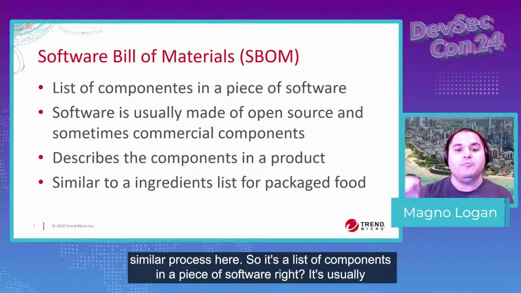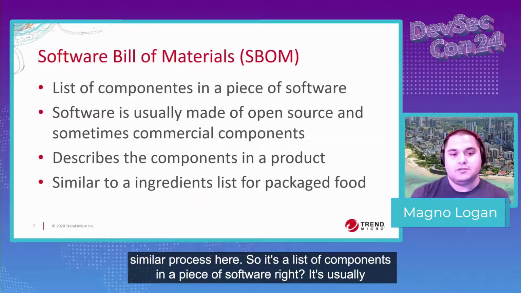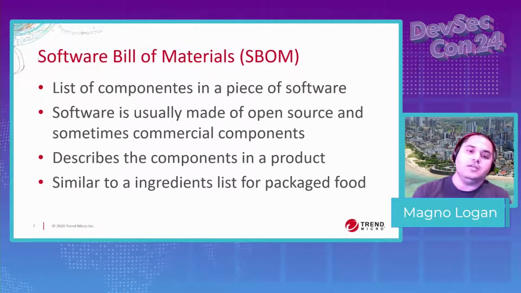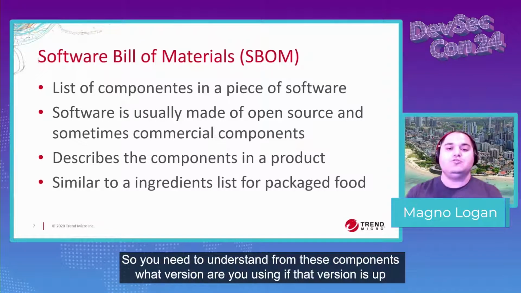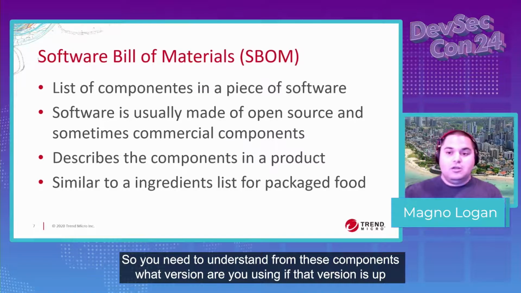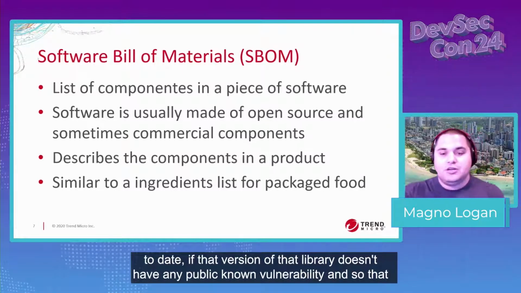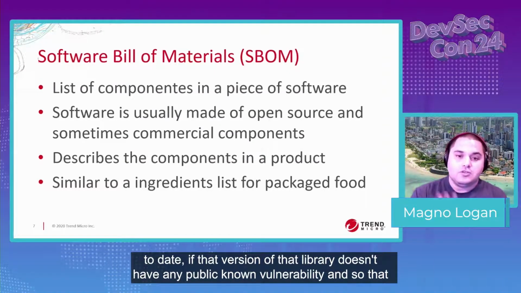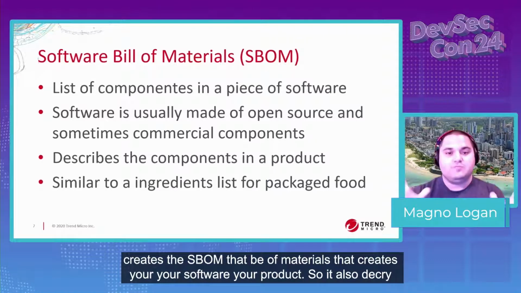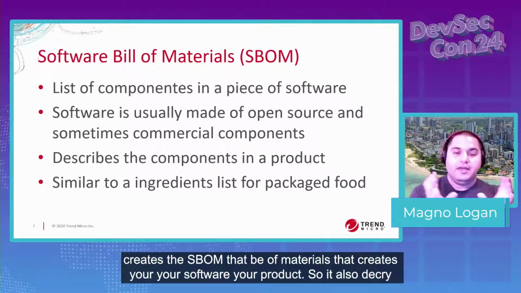So it's a list of components in a piece of software. Software is usually made out of open source and sometimes commercial components. So you need to understand, from these components, what version you are using, if that version is up to date, and if that version of that library doesn't have any publicly known vulnerability. And so that creates the SBOM, that bill of materials that makes up your software, your product.